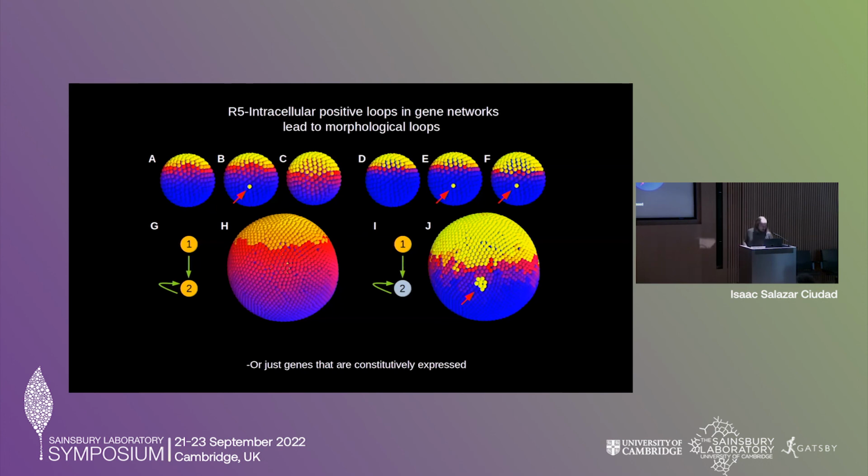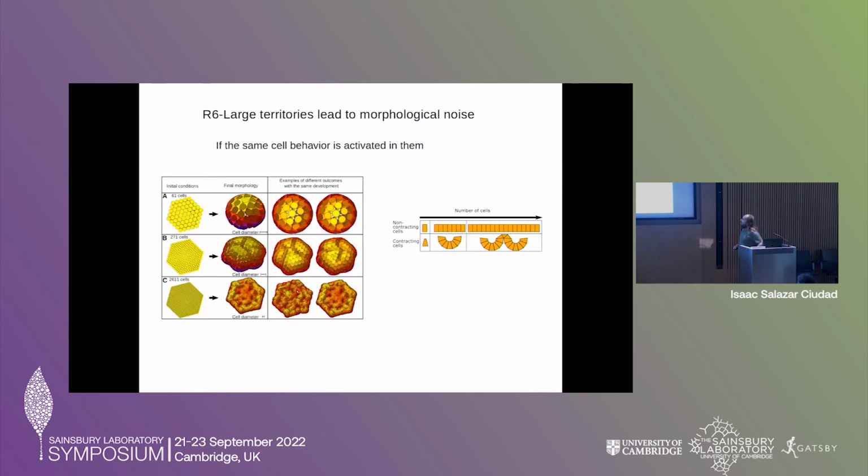Okay. Good. The same happens, we also get a lot of noise, and that's from some old work, if we activate the stem cell behavior in a large area of the embryo. For example, here we have those cells which contract, and you get some nice invagination. If you contract many cells at the same time, you get quite a noisy thing. This is just for a geometrical reason.